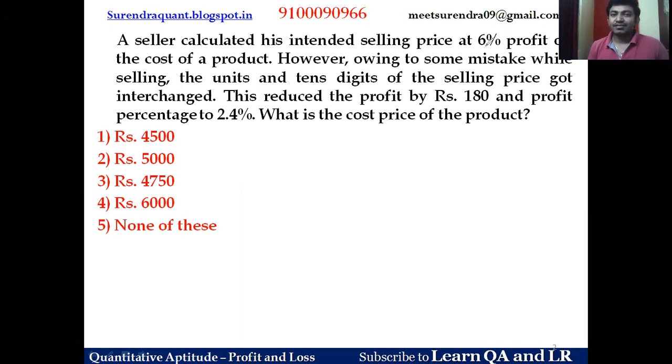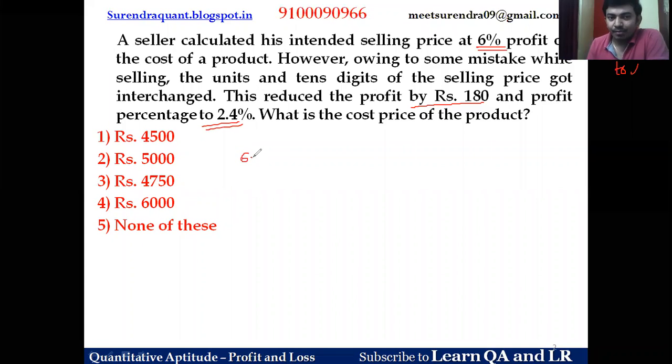So friends, sometimes understanding and reading of the question plays a very important role. Some of the keywords: reduces by, reduces to. These are the two important words to be considered. Here, profit reduces by, and profit percentage becomes 2.4. Let us understand step by step. He wanted to get a profit of 6% actually. He is selling at 6%. Because of the change in the units digit and the tens digit of the selling price, his profit becomes 2.4%.